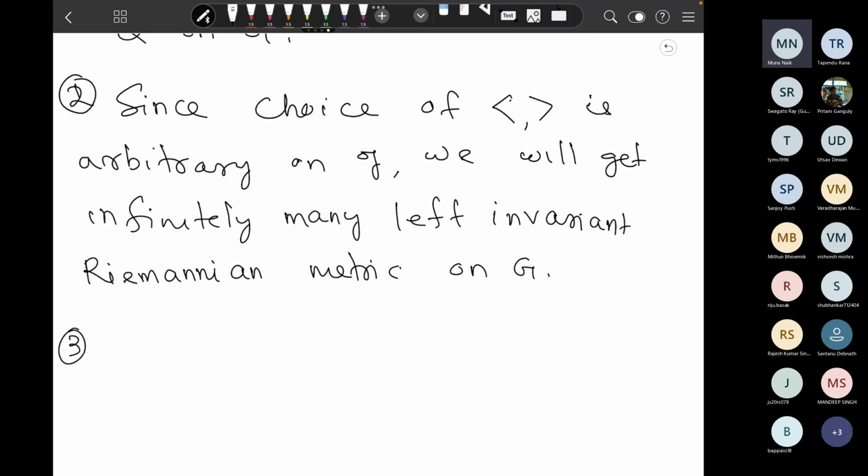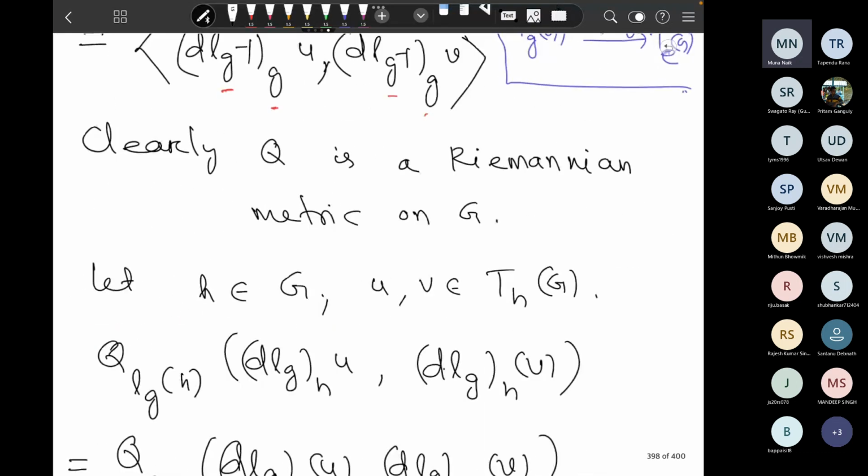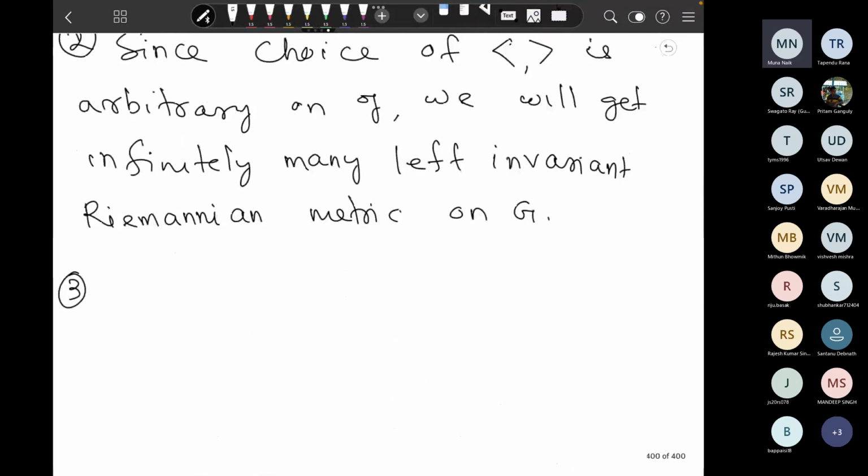Since the choice of this is arbitrary on G, we get many left invariant metrics. Now, the third thing is very interesting. To any Riemannian manifold, you can associate something called a Riemannian measure. Since you are utilizing this left translation, and this Riemannian metric is left invariant, you expect that the Riemannian measure is left invariant. That is true, and therefore it gives rise to a left Haar measure.